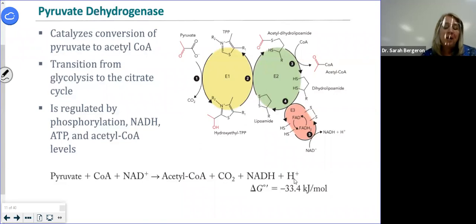So when we do this, you have to think about regulation. How are we going to regulate this reaction? Because this is going to be really super important to regulate. When do you want this reaction to occur? It has a very high negative delta G value. Look at this, negative 33. So it's irreversible. So it's going to play a really big role in regulation. So when do we want pyruvate dehydrogenase to be active?